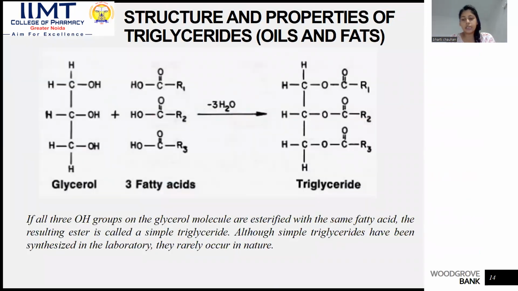Next, this is the structure that I have already explained to you. This is one molecule of glycerol reacting with the three molecules of fatty acid, and the water molecules are released by this reaction, and by esterification it will produce the triglyceride.